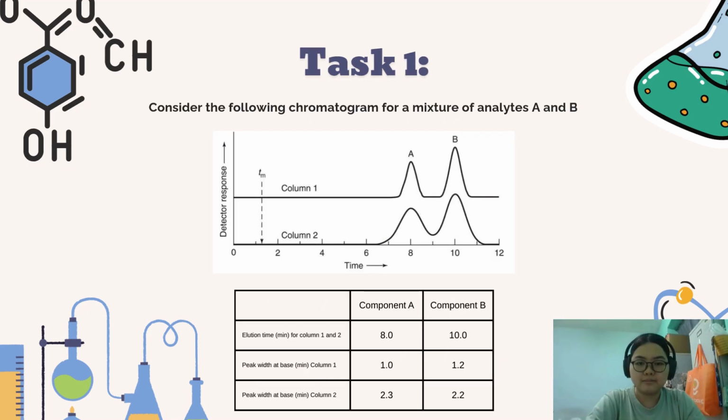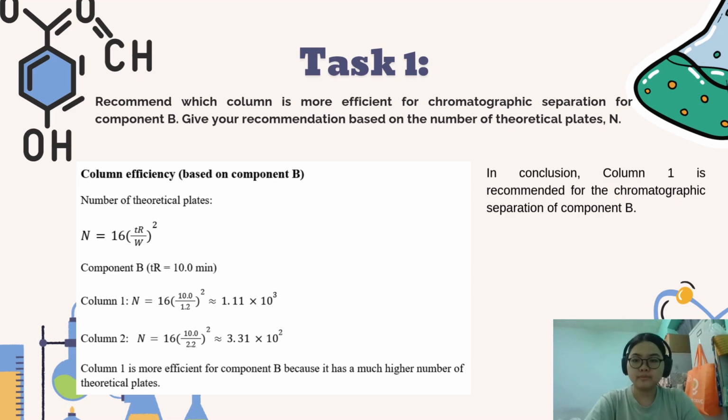First, let me explain task 1. Consider the following chromatogram for a mixture of analyte A and B. Recommend which column is more efficient for chromatographic separation for component B. Give your recommendations on the number of theoretical plates N.